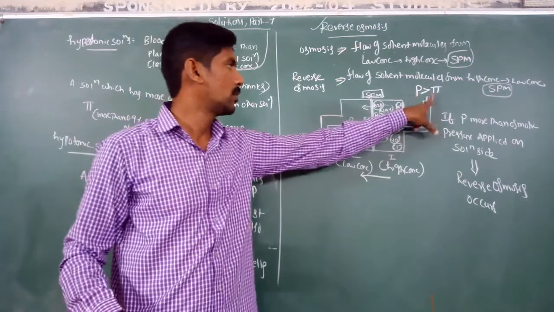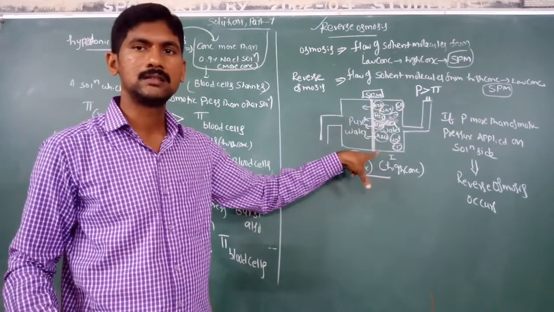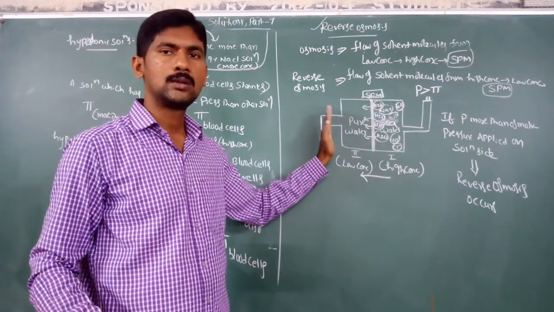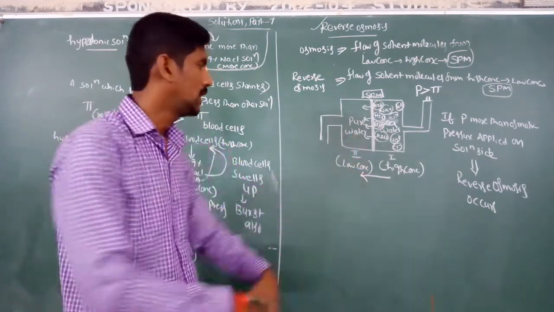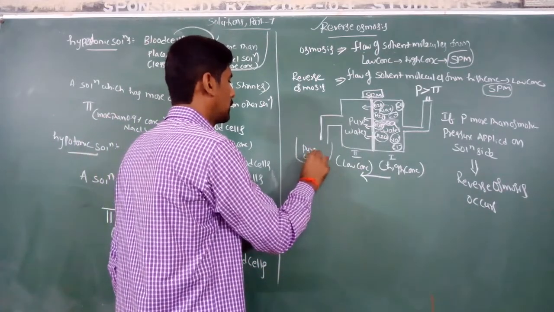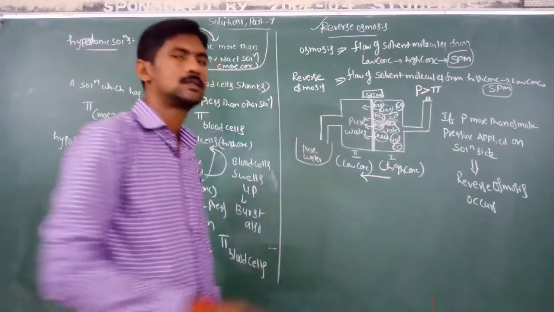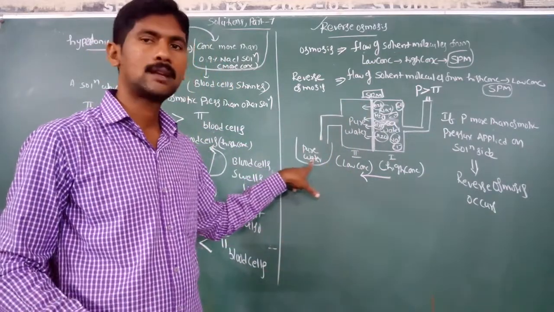If you apply pressure more than osmotic pressure, only solvent molecules flow through the semi-permeable membrane into the pure water. Then we can collect pure water here. Only solvent molecules pass through the semi-permeable membrane, and at this outlet we can collect pure water.